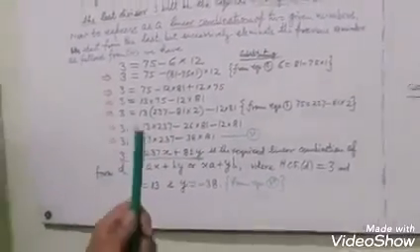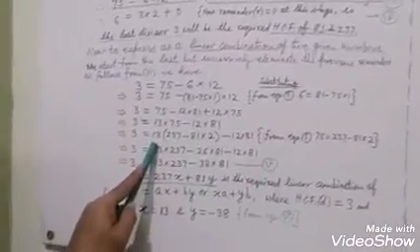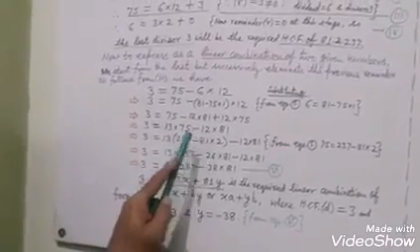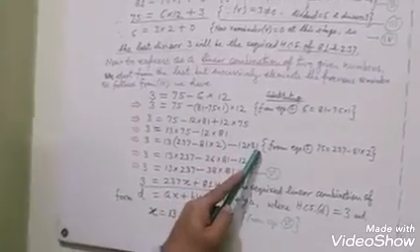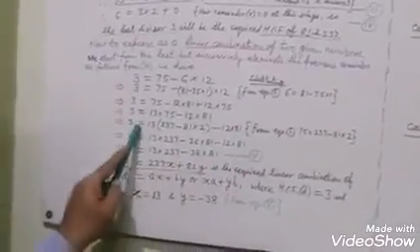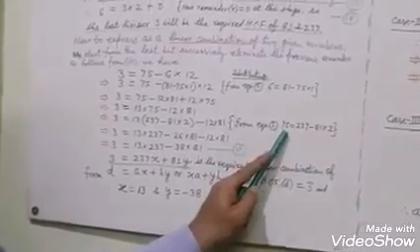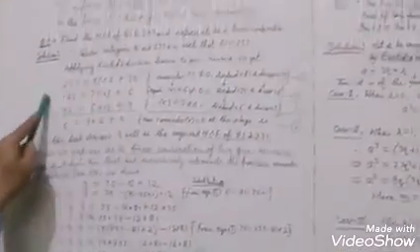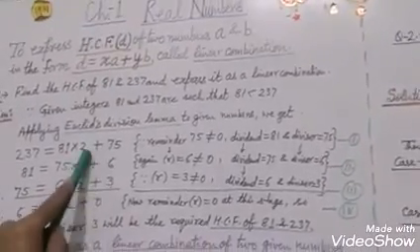Got it? Now 3 = 13 × (237 - 81 × 2) - 12 × 81. In this expression, we have to put the value of remainder 75 from equation 1. Where is equation 1? This is equation 1. So we put the value of remainder 75 from here.